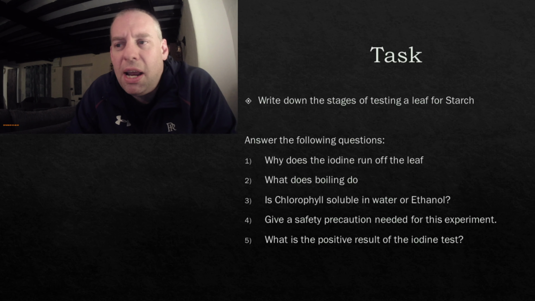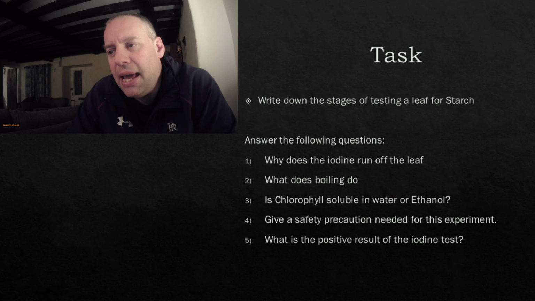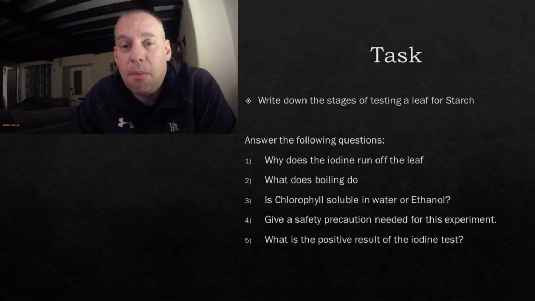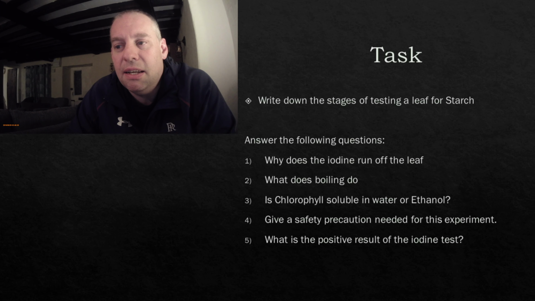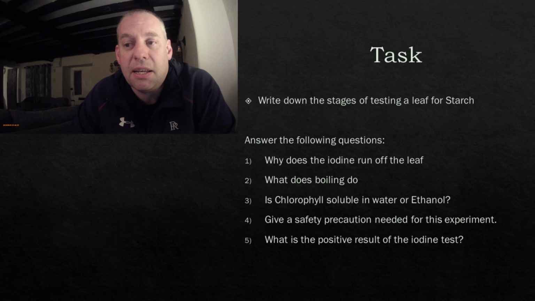Question number 3, is chlorophyll soluble in water and ethanol? Now, the clues were there in the explanation. Which one do you think chlorophyll is soluble in and why? Give a safety precaution needed for the experiment. Mr. Kibax was very specific about the safety precaution needed for this experiment. And the last of which, what is the tested result of the iodine test? So we did see some positive signs. What were those positive signs?